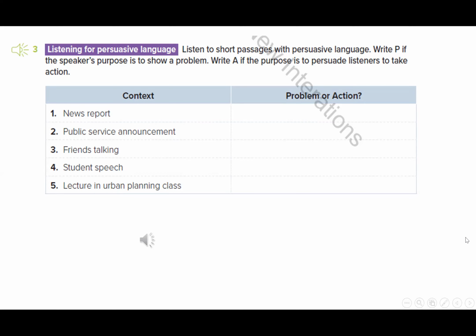Listening for persuasive language. 1. According to a study published in the New York Times newspaper, the average American teenager now spends more than 11 hours each day using some kind of electronic device to get information, communicate with friends, listen to music, or watch videos. You might think that sounds totally normal, but in reality, this amount of media use, day in and day out, can have very serious consequences.